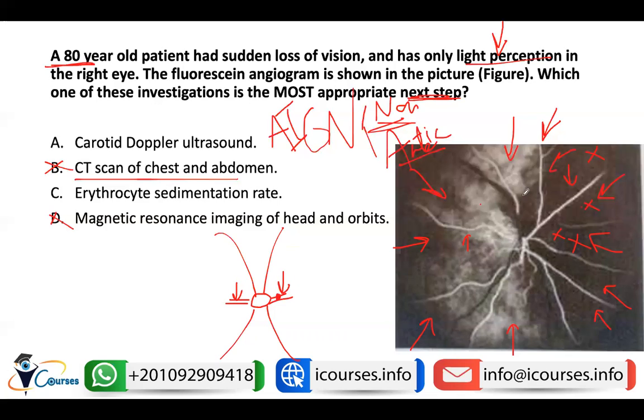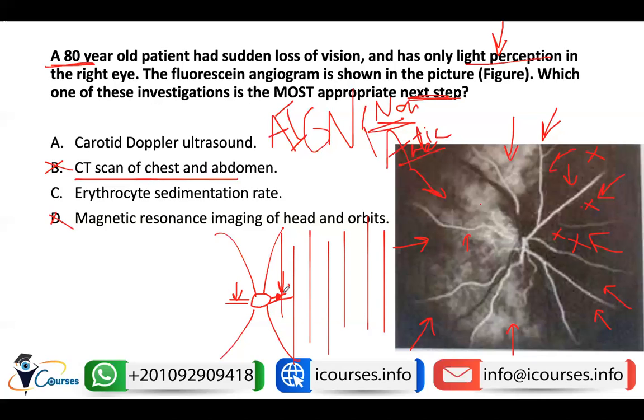And we know that the choroid is filling in the early stage of the fluorescein angiography. So in case of the arteritic anterior ischemic optic neuropathy, there will be evidence of posterior ciliary artery occlusion by massive defect of the choroidal filling. The choroid will be non-filling at the area where the occluded vessel, or the posterior ciliary artery, is occluded. So this is what will happen in giant cell arteritis or in arteritic ischemic optic neuropathy.